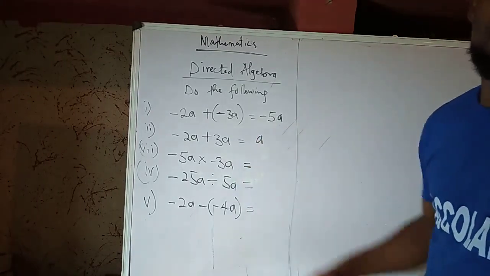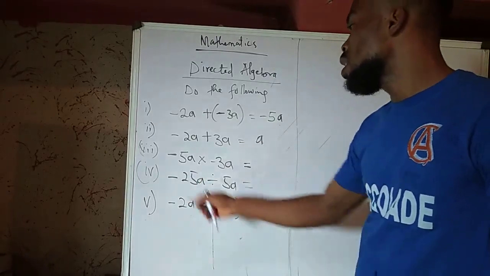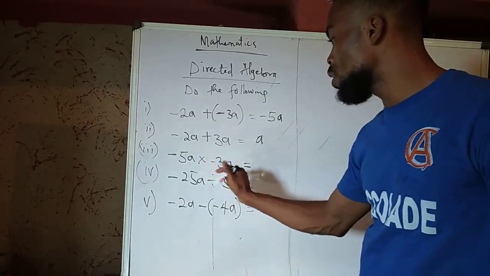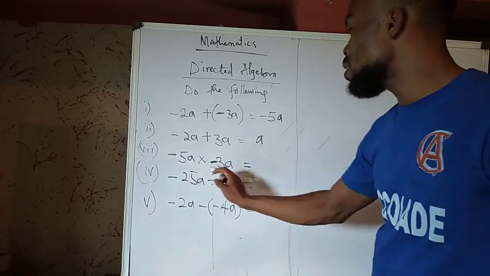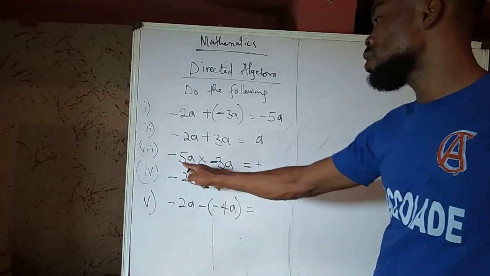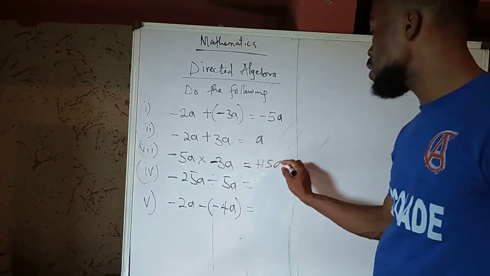There are no 2 a's here. Okay, so based on multiplication, remember we said that minus times minus will give you what? It becomes a positive sign. So minus times minus here first of all becomes plus. 5 times 3 is 15. A times a is a squared.